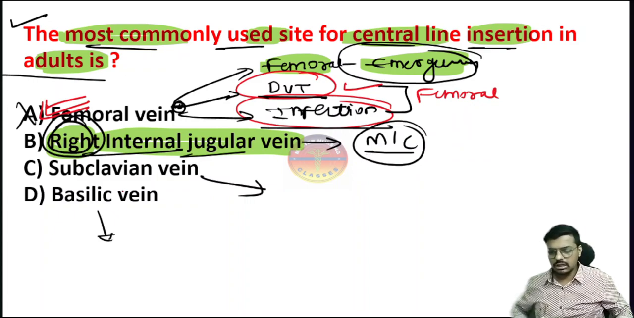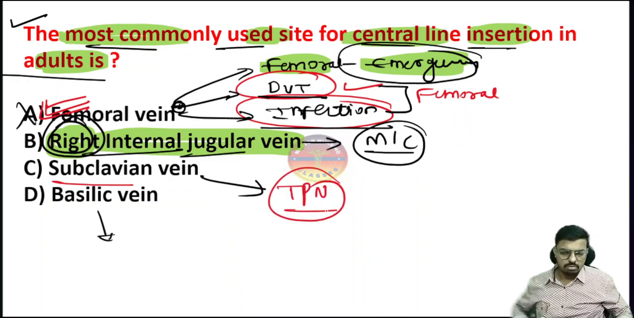Then come to option C, the subclavian vein. Here, subclavian vein means we are inserting the catheter through the subclavian vein. This is used in TPN. The most commonly used vein for total parenteral nutrition administration is the subclavian vein. Is that clear, bacho?